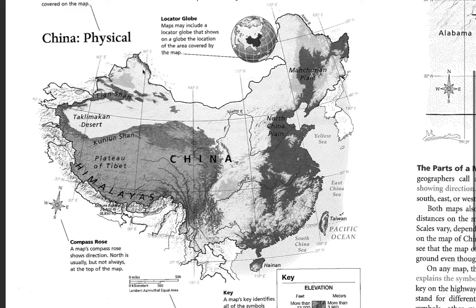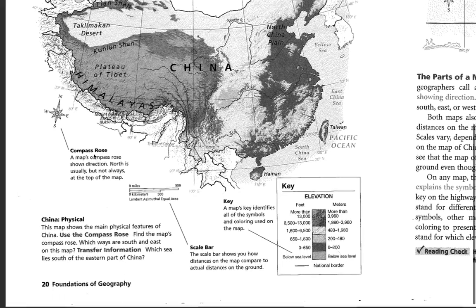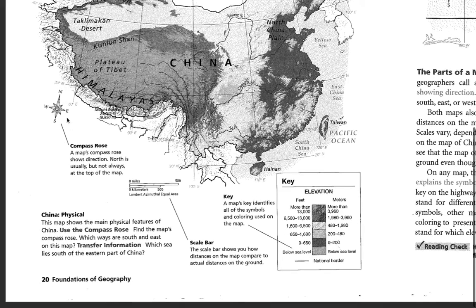And you've been dealing with longitude and latitude in your bell work. Hopefully you're getting pretty good at that. Over here's the compass rose. A map's compass rose shows direction. North is usually, but not always, at the top.